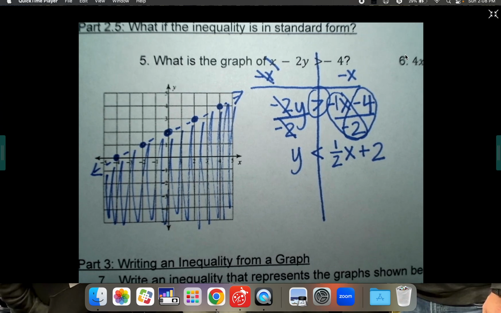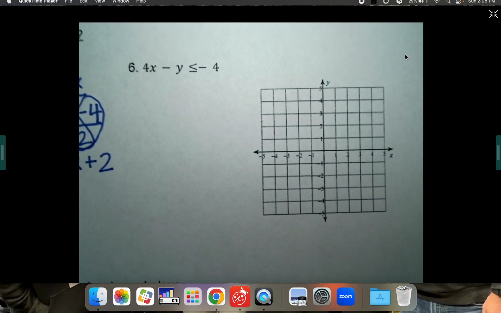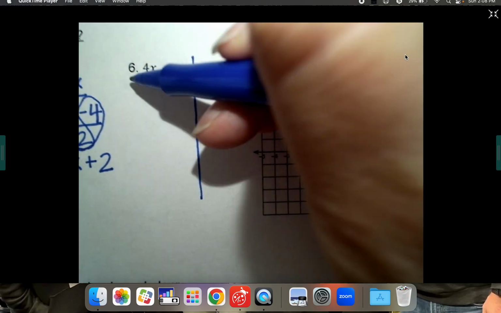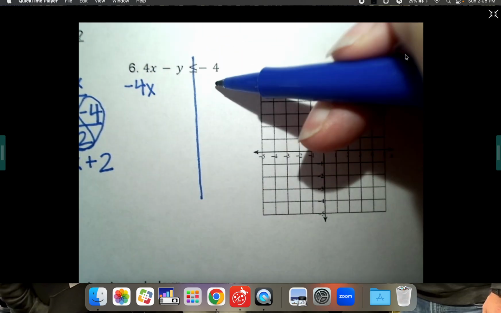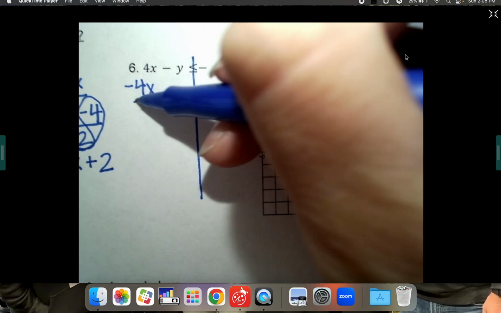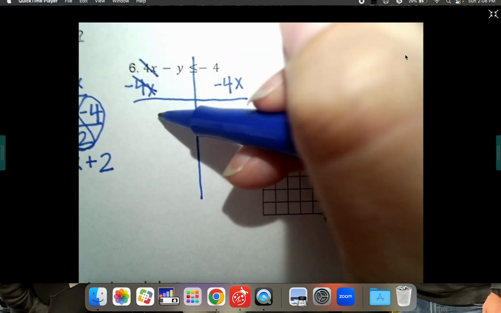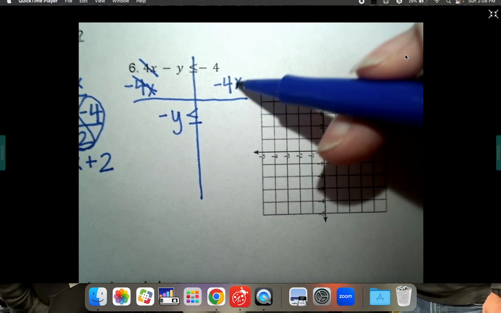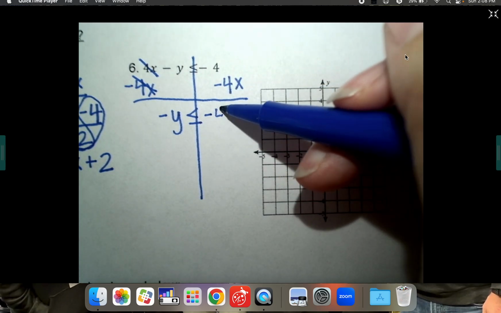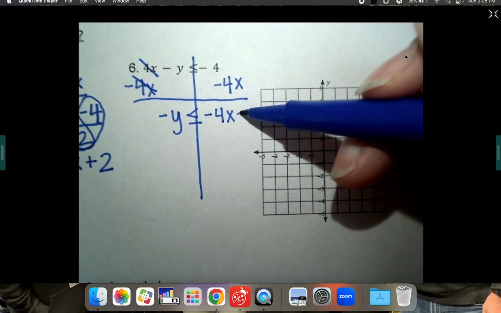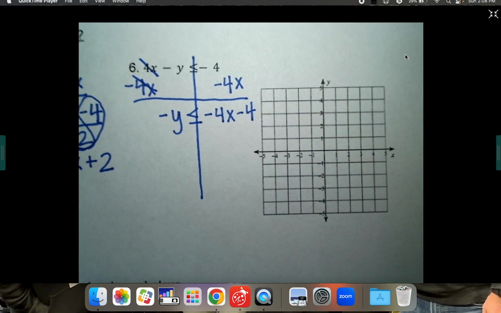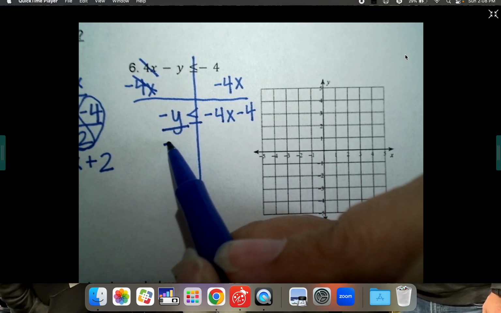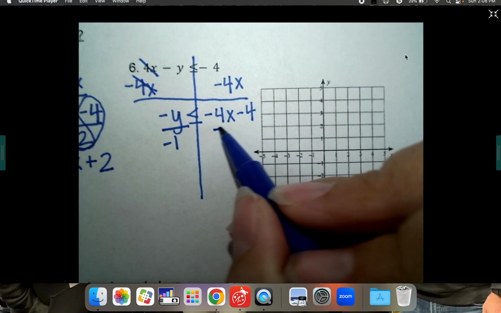All right, number 6. Again, I need to rearrange it to get y by itself. So I'm going to subtract 4x on both sides. I'm going to bring down my -y is less than or equal to, I'm going to put the slope first, so -4x, and then bring down my -4. And then in the last step, once again, I'm dividing by that negative hidden invisible 1 on both sides.